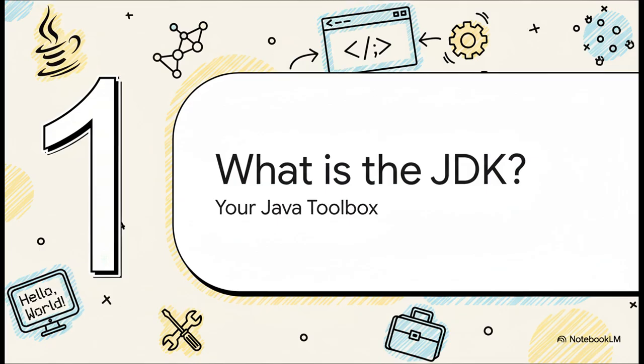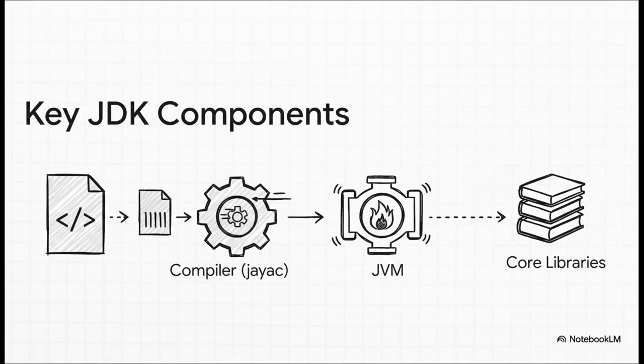Before we install it, let's just take a quick peek under the hood to understand what we're really adding to our system. It really boils down to three key things. First, you've got the compiler, which is a program called javac. It takes the code you write and translates it into instructions the machine can understand. Then, those instructions are handed off to the Java Virtual Machine, the JVM. That's the engine that actually brings your program to life. And on top of all that, you get a massive set of core libraries. Tons of pre-built code so you don't have to reinvent the wheel for every little thing.